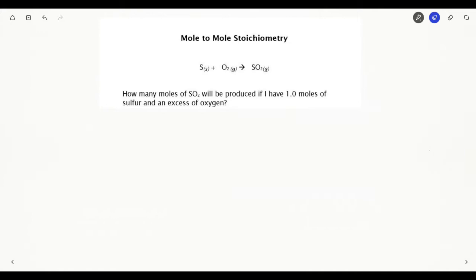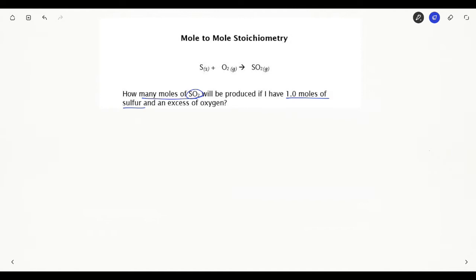How many moles of sulfur dioxide will be produced if I have 1.0 moles of sulfur and an excess of oxygen? The first thing that I notice is that I am given moles of sulfur, but I am asked about moles of sulfur dioxide. Whenever I am changing molecules, I am automatically going to be doing stoichiometry, and I need a balanced chemical equation to do that. So let's take a look at our chemical equation. We have sulfur plus oxygen going to sulfur dioxide. Sulfurs are balanced, oxygens are balanced. Great, this is a 1-to-1 ratio.